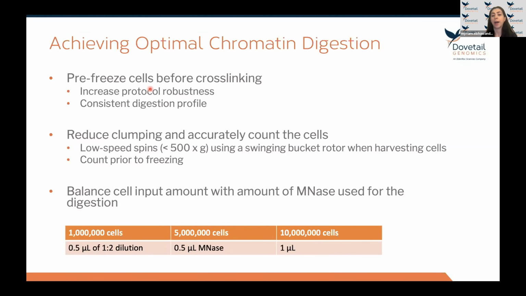So to help with an accurate cell count and to reduce cell clumping, we recommend to use a low-speed spin and a swinging bucket rotor when you harvest the cells, and we recommend to count before you freeze the cells. So you would harvest the cells at low speed spin, wash with PBS, count, aliquot the number of cells you're going to start the assay with, spin down, discard the supernatant, and then freeze the cell pellet by placing it at -80. Then you can proceed with cross-linking and digestion. We provide sample preparation guidelines for 1 million, 5 million, and 10 million cells.